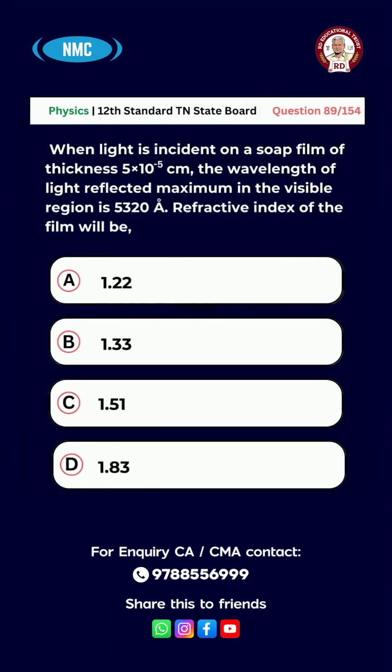Question number 89. When light is incident on a soap film of thickness 5 times 10 power minus 5 centimeter, the wavelength of light reflected maximum in the visible region is 5320 angstrom. Refractive index of the film will be option A, 1.22, B, 1.33, C, 1.51, D, 1.83. The right answer is option B, 1.33.